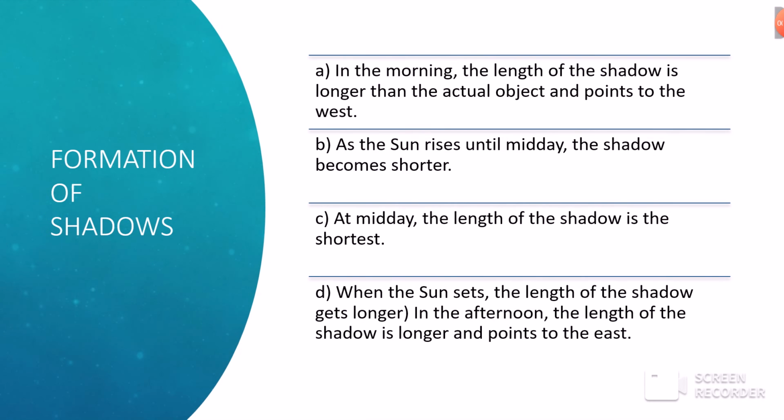In the morning, the shadow will be longer, and as the sun rises until midday, it becomes shorter. At midday, it will be the shortest, and in the afternoon, it will be longer again.